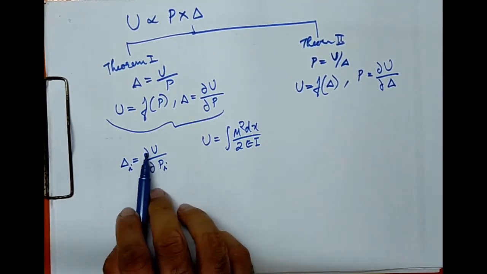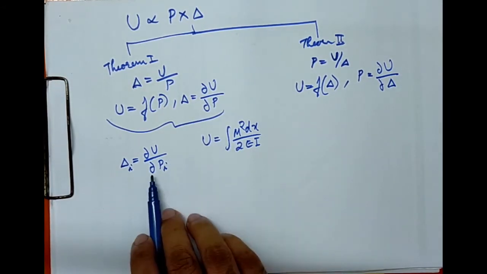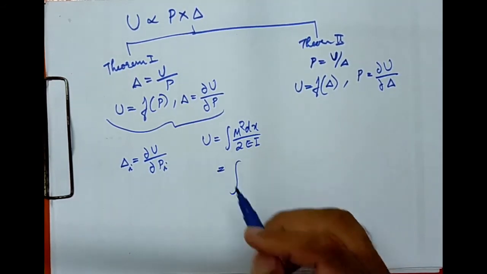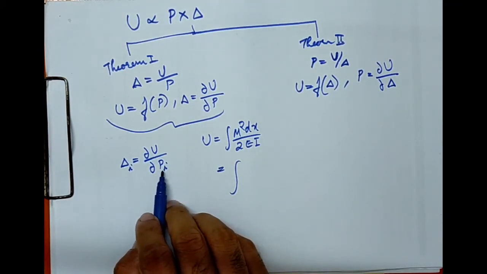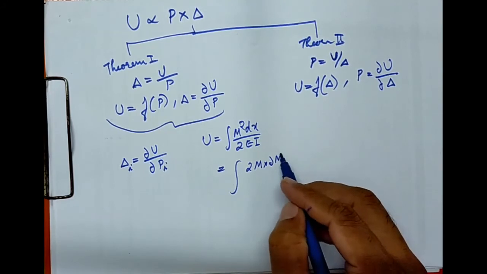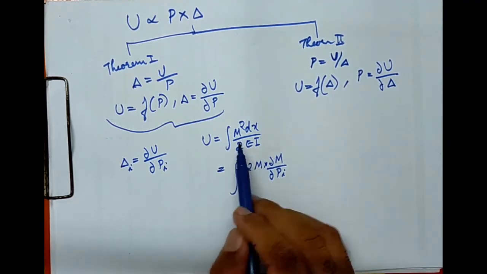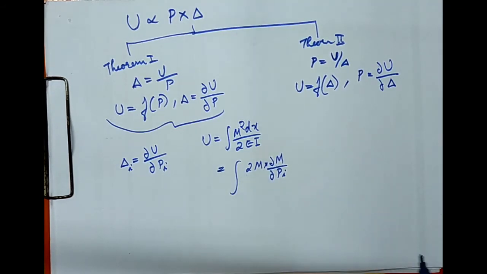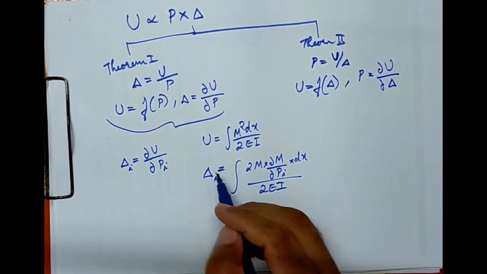Now I want to do this particular operation. I want to do partial differentiation of U with respect to Pi. So how will this get modified? When I do that, I can take the integral outside. Now the partial derivative of M square with respect to Pi is going to be 2M times dou M by dou Pi. Okay, this is basic mathematics. When you are differentiating M square with respect to Pi, it becomes 2M times dou M by dou Pi, dx divided by 2EI. Okay, this is basically the deflection delta i.